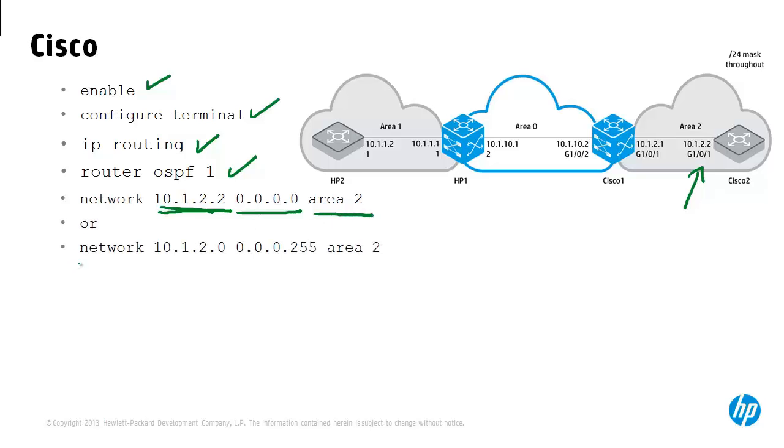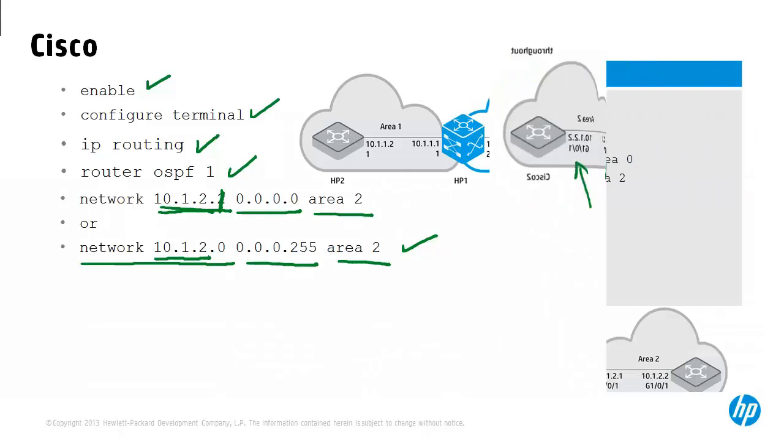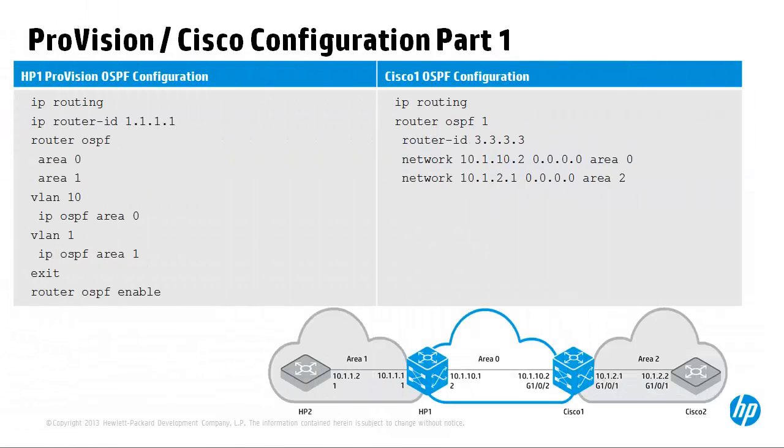You could also enable OSPF by specifying the network with a wildcard mask. So any interface configured in subnet 10.1.2.0 will have OSPF configured on it in area 2. Something similar would need to be done on Cisco 1. In this case, you could specify the individual IP address as 10.1.2.1 or configure it in the same way by specifying the subnet. So here's the full configuration.